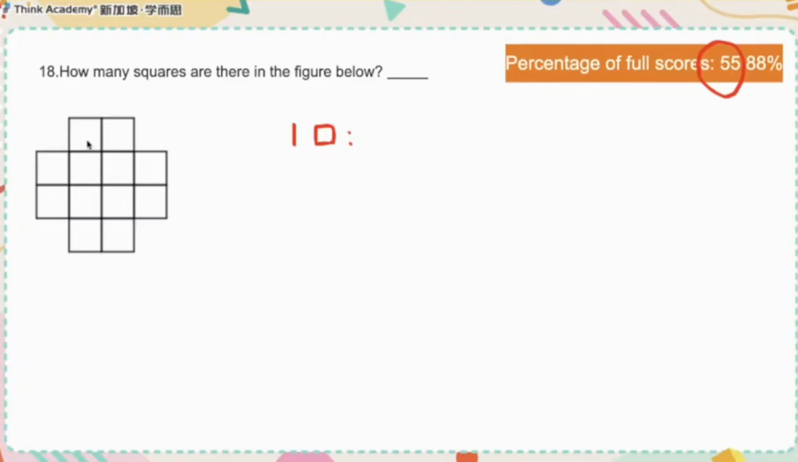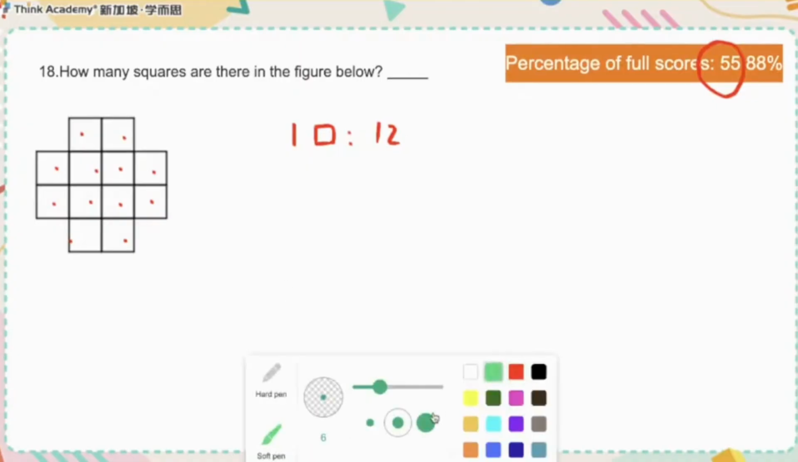We got how many? Let's count. From the top to bottom, left to right, okay? 1, 2, 3, 4, 5, 6, 7, 8, 9, 10, 11, 12. Okay, so someone may say the answer is 12. Is it okay? Never.